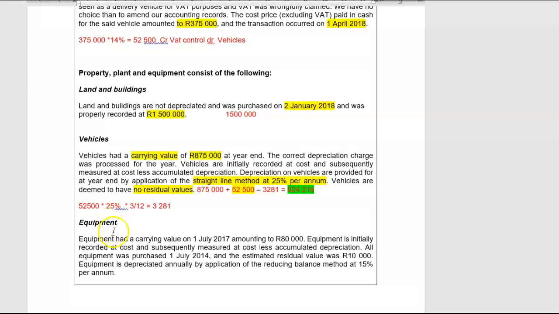Good. Now equipment. Equipment had a carrying value on 1 July 2017, the beginning of the current financial year, amounting to 80,000 Rand. Equipment is initially recorded at cost and subsequently measured at cost less accumulated depreciation. All equipment was purchased on 1 July 2014 and had an estimated residual value of 10,000 Rand. Equipment is depreciated annually by the application of the reducing balance method of 15% per annum.